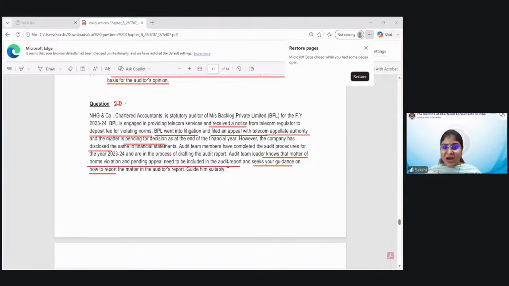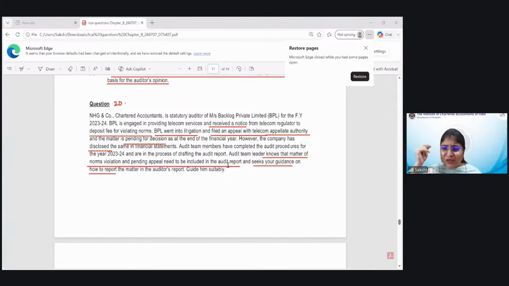NHG and Company, Chartered Accountants, is the statutory auditor of Messrs. Backlog Private Limited for the financial year 23-24. BPL is engaged in providing telecom services and received a notice. Received a notice, that should come to your mind immediately. Telecom Appellate Authority, that matter is pending for decision as at the end of the financial year. However, the company has disclosed the same in the financial statements.